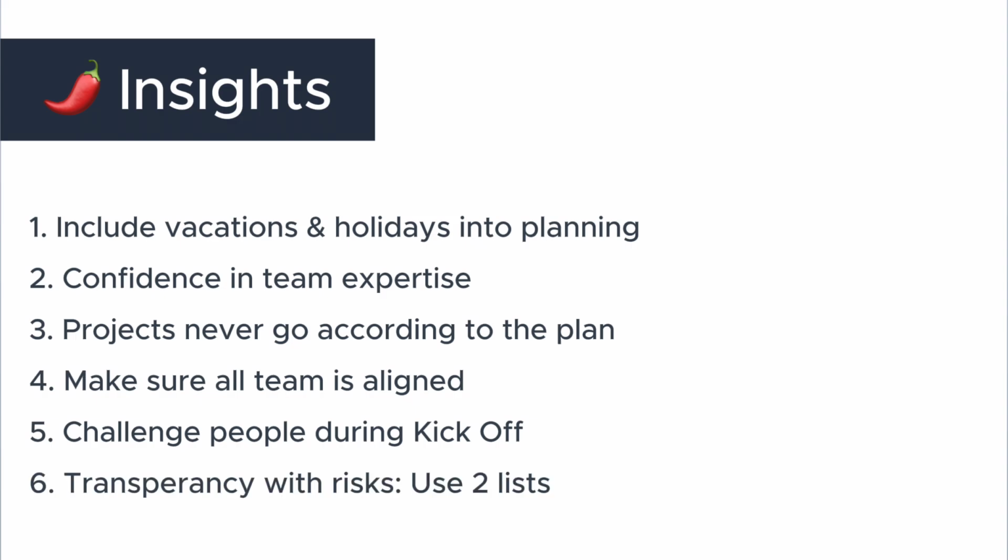Transparency with risks. Split risks into two lists. One list that you can share with the client and everyone, and the second list that should be available only to the project manager and core team. That could be risks that you do not want to share with the client. For example, your DevOps has never worked with Azure or JFrog, and it might take more time for him to learn this. The client should not always be aware of the weak spots of your team.